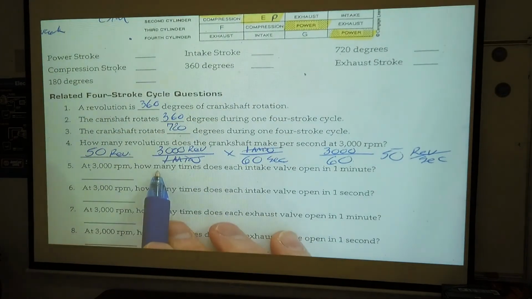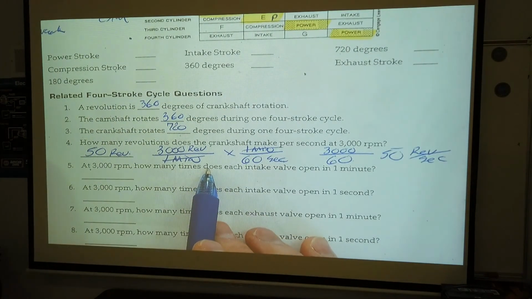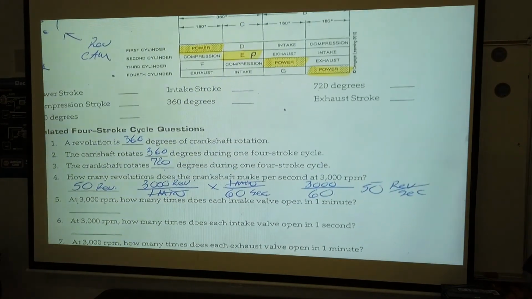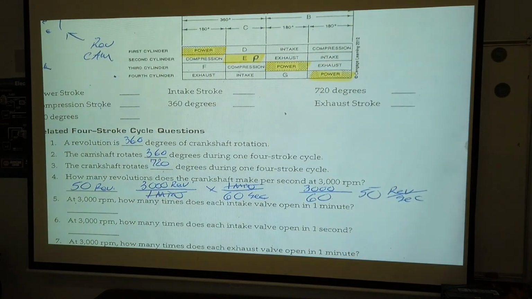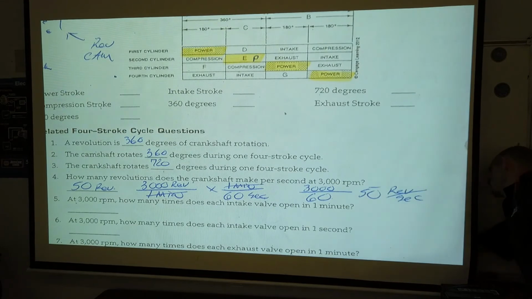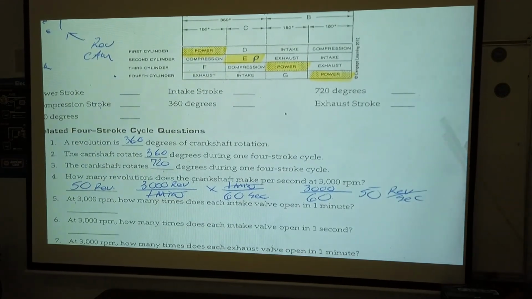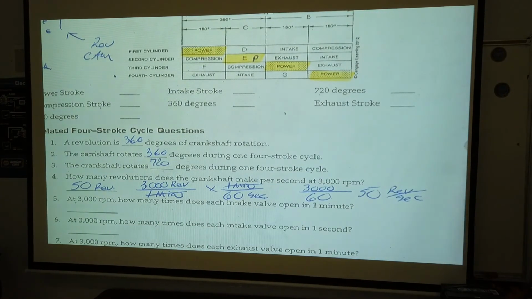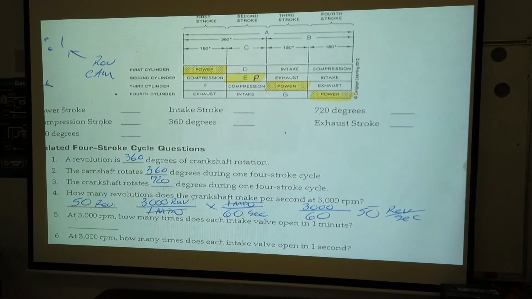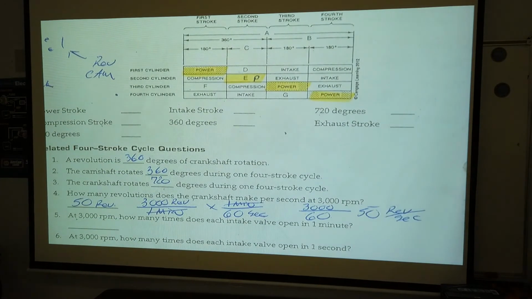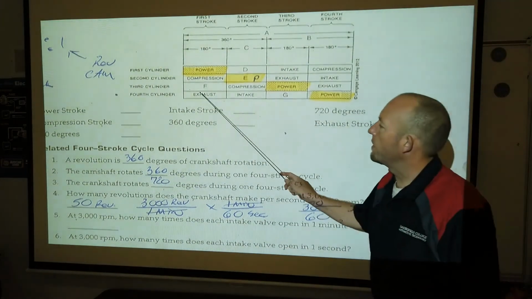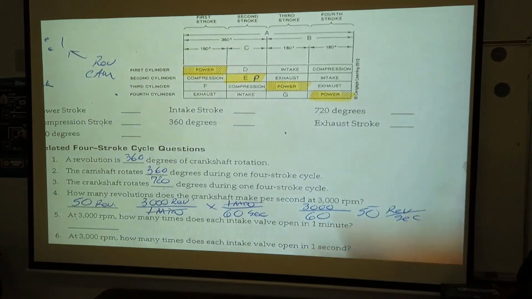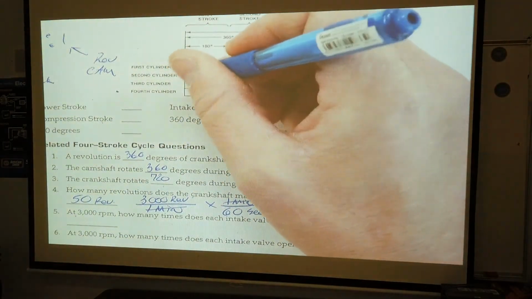Then at 3,000 RPMs, how many times does each intake valve open in a minute? So, if we come back up and look at our diagram up here, I'll try not to make you dizzy with this. I have my pointer still there. I'm going to pull that down a little bit so that we can see. If we look at this one, it is going to be in order.